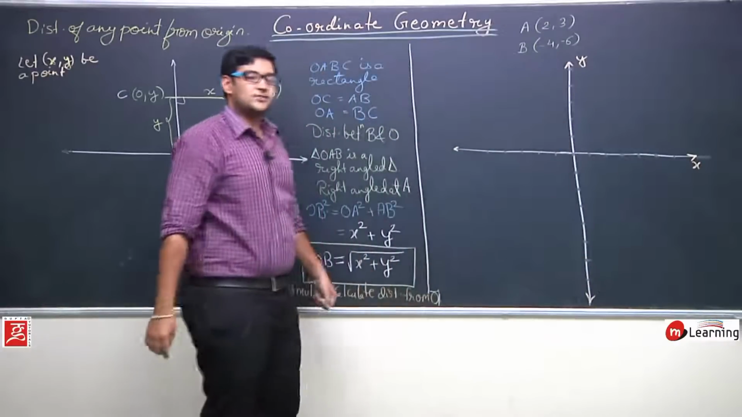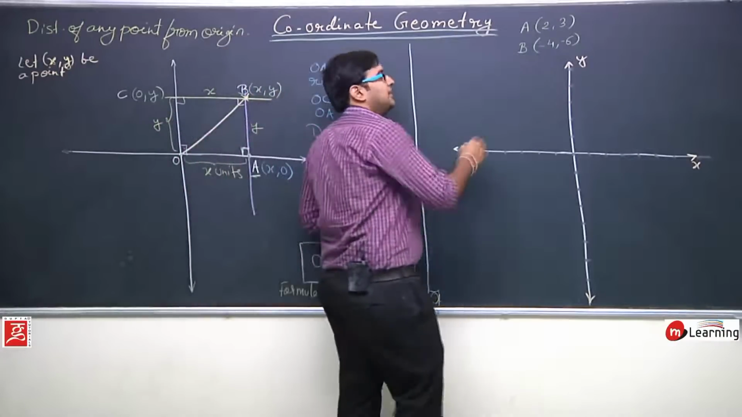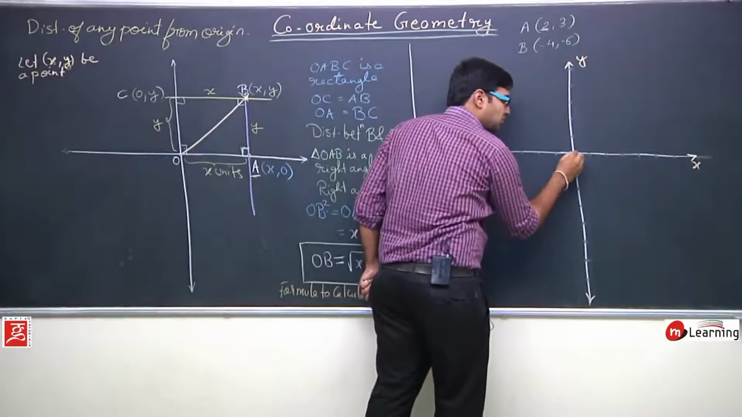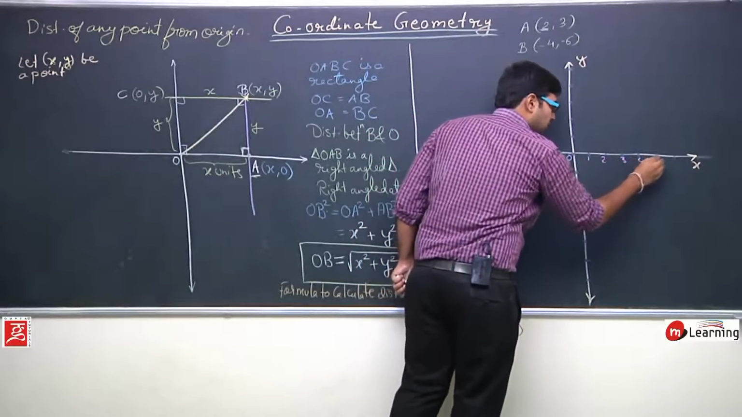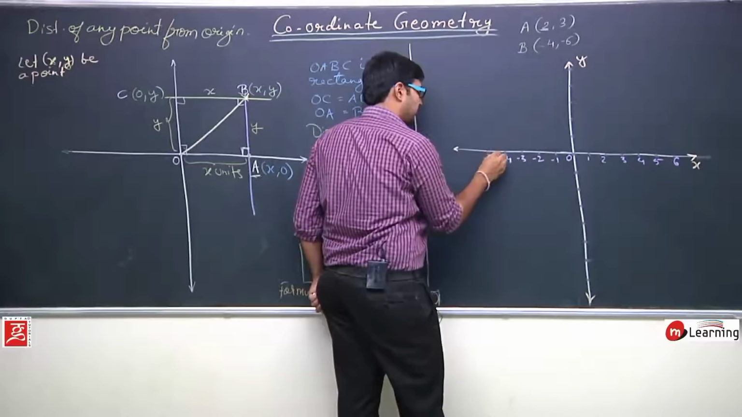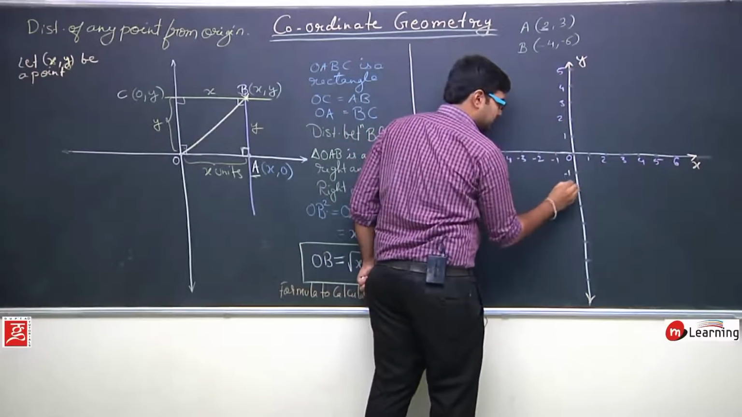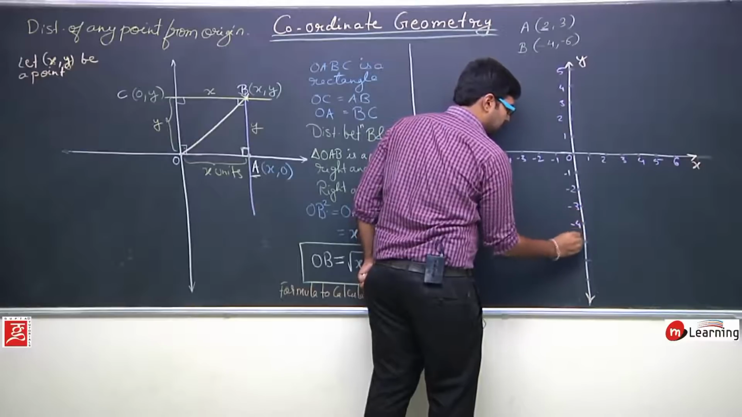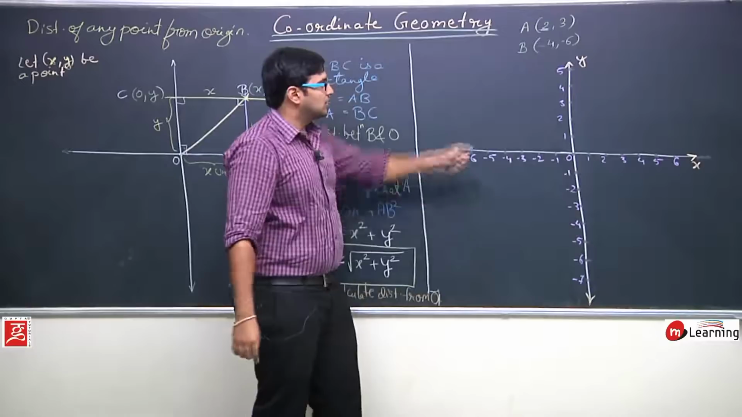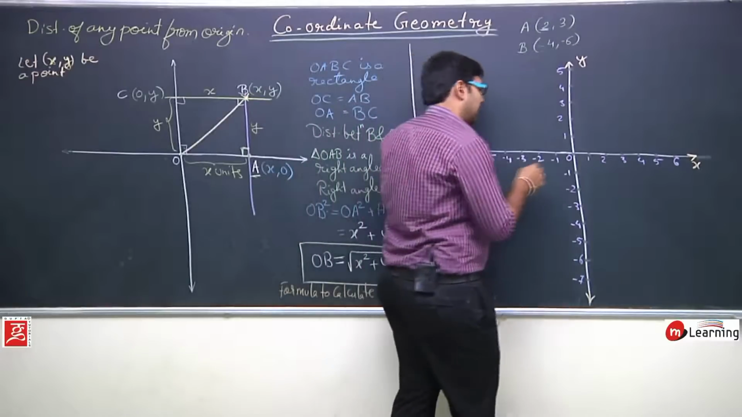Now first of all, let us locate both the points on this coordinate plane. For the first point, x is equal to 2, so let us mark the values first. This is 0 or origin. This is 1, 2, 3, 4, 5, and 6. This is -1, -2, -3, -4, -5, -6. This is 1, 2, 3, 4, and 5. This is -1, -2, -3, -4, -5, -6, and -7, and so on. So for point A we have x coordinate equal to 2. So we will go to x equal to 2.